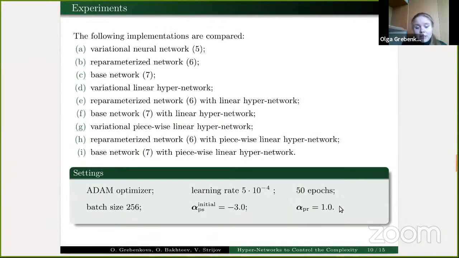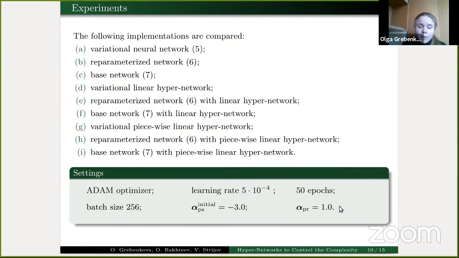In order to analyze properties of the generalized evidence function and the proposed method of implementation of hypernetwork, we carried out experiments based on the MNIST dataset of handwritten digits and the CIFAR-10 dataset of tiny images. We compare the following implementations of neural networks: variational, reparameterized network, and Bayes neural network. They correspond to different generalized evidence functions.